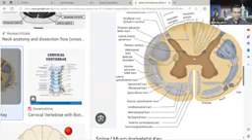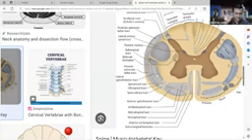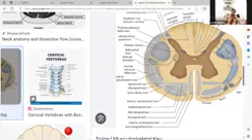This tract helps in the movements of the bone joints. Just remember this. This corticobulbar tract is helping for the movements on bone joints. One line answer: movements on the bone joints. Okay, this is the corticobulbar tract.